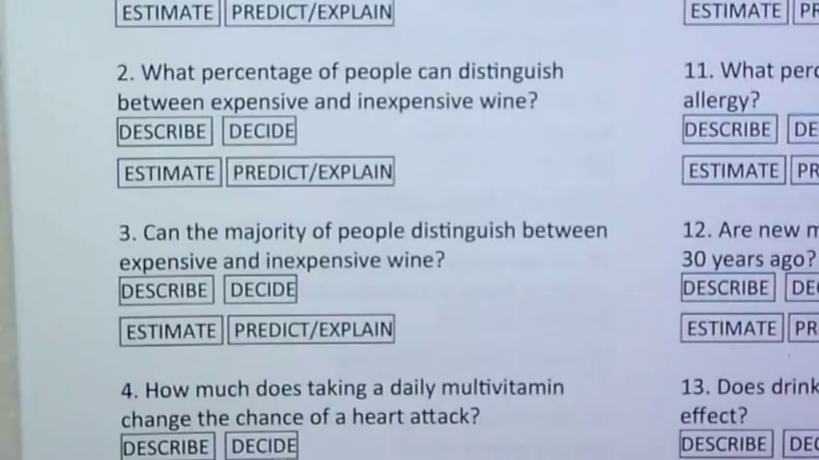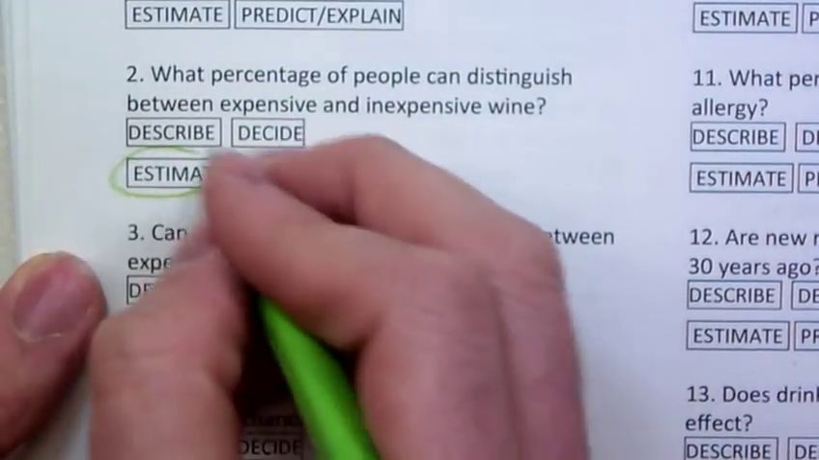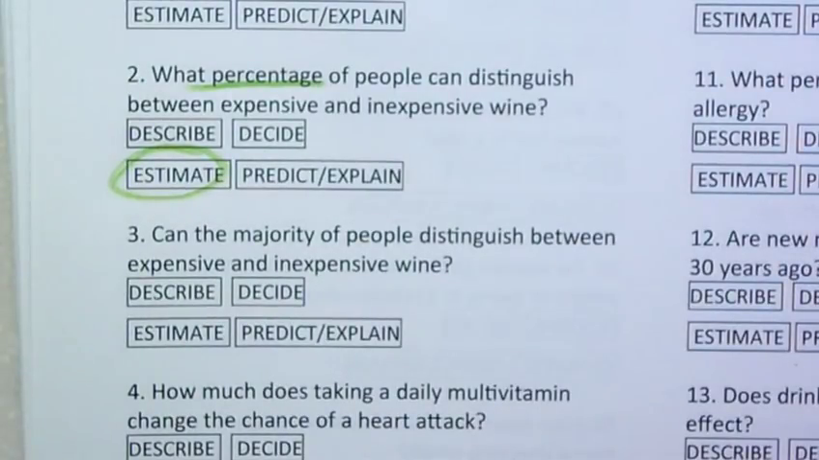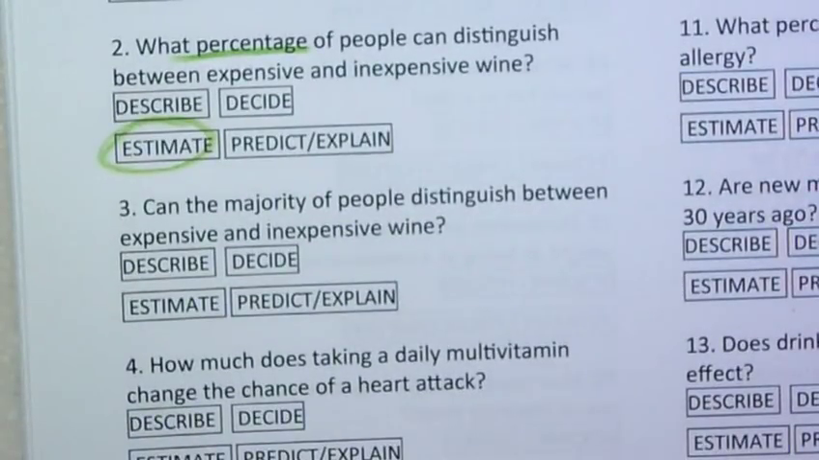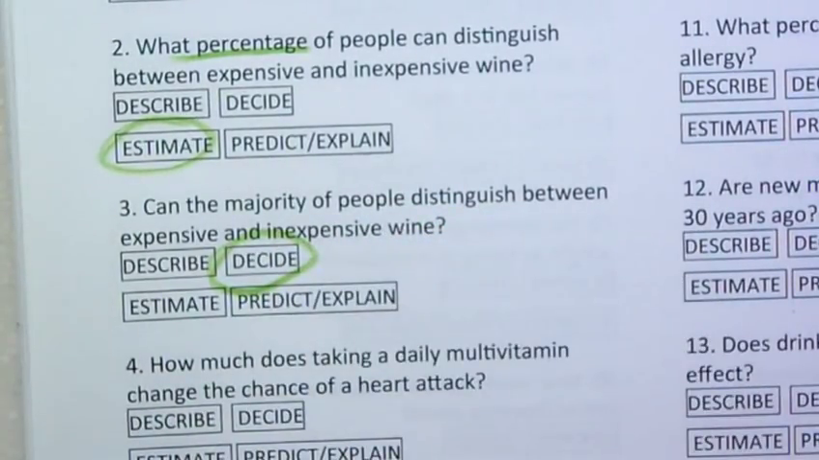What percentage of people can distinguish between expensive and inexpensive wine? What am I attempting to do there? I'm looking for this percentage. It's a number. I want to estimate it. Can the majority of people distinguish between expensive and inexpensive wine? Decide. It's the same question, right? But it's the way that you've asked it, you would attack it differently.